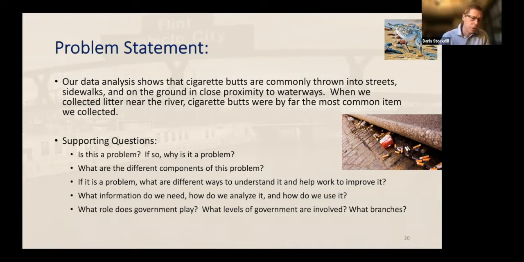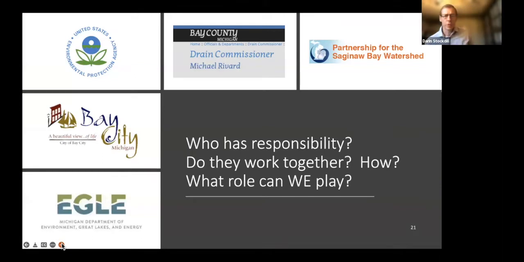What do we need to know? And then our civic lens is, what role does government play? What are the levels of government that are involved? What are the branches? So if we look at a problem like this, one of the first things we might do is, even in teaching students about the basic structure of government and who has responsibility, we might present something like this and ask them to learn about the roles of these different agencies and how they coordinate.